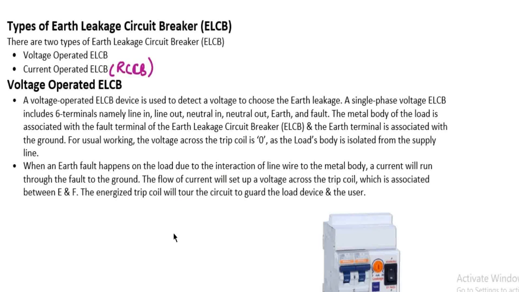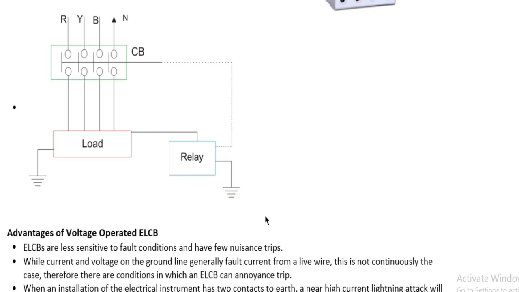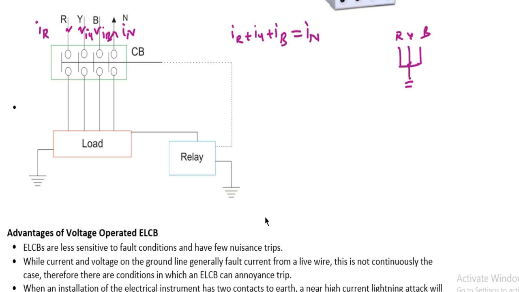This voltage operated circuit breaker will have 6 terminals: line in, line out, neutral in, neutral out, earth and fault. So as I have discussed here, these are the 3 phases, R, Y, B. Generally, this is IR, current through R phase, this is IY, and this is IB. So IR plus IY plus IB should be equal to neutral current IN. If you apply KCL here, all these 3 are entering currents, IR, IY, IB, and the neutral is the leaving current.